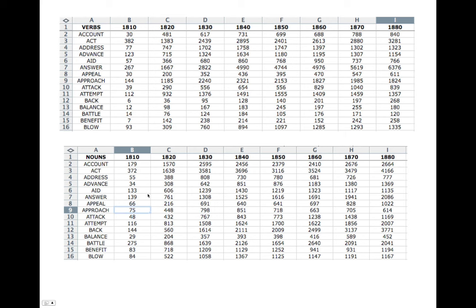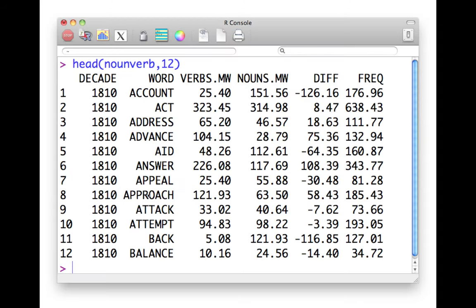That's the raw data that the analysis is based on, and from this format you need to get the data into a format that looks like this again, where you have one column with the decade, one column with the word that you're analyzing, and then the per million frequency of how often this element is used verbally and how often it is used nominally. And you see that account is more of a noun than a verb, and act is fairly evenly balanced. It's a frequent verb, but also a frequent noun. Again, a different diff score, and then the combined frequency of verbs per million and nouns per million.